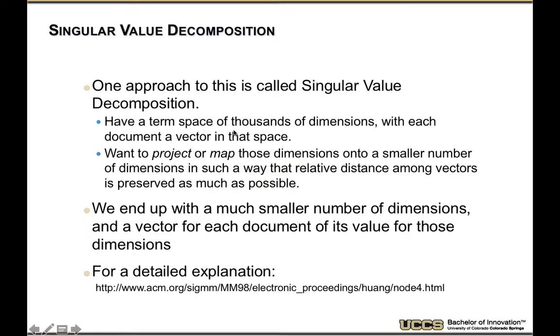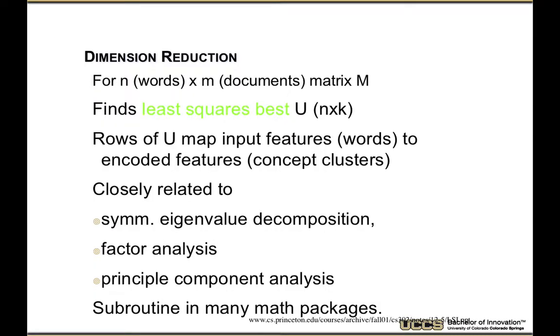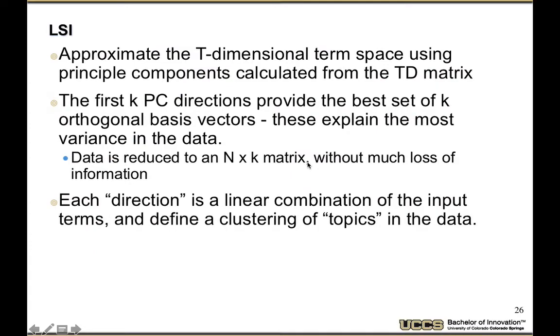We're going to have our term space, which might be thousands of dimensions for a real project. Your assignment, you'll only be allowed to have 50. And then we'll have a document space, and we want to project or map those together. So the idea is to end up with much smaller dimensions, and you're going to reduce the dimensionality of the document. This is related to what we call PCA, but it's done slightly differently.